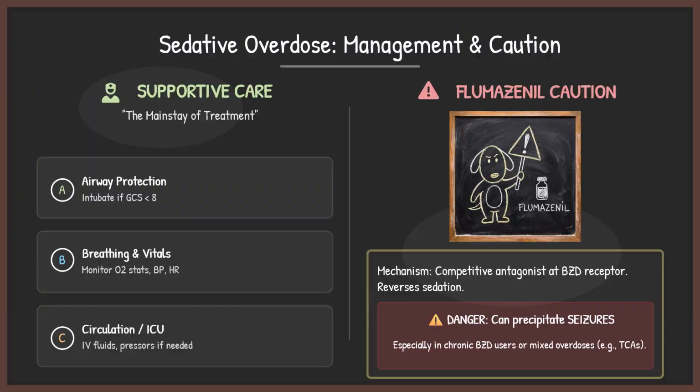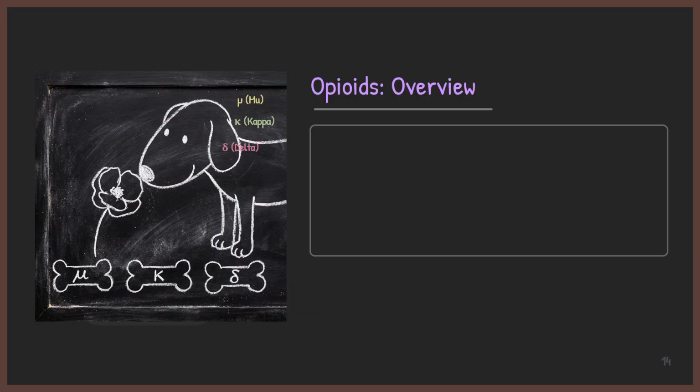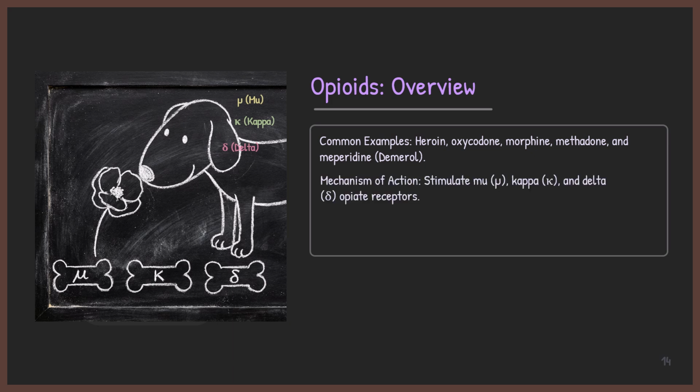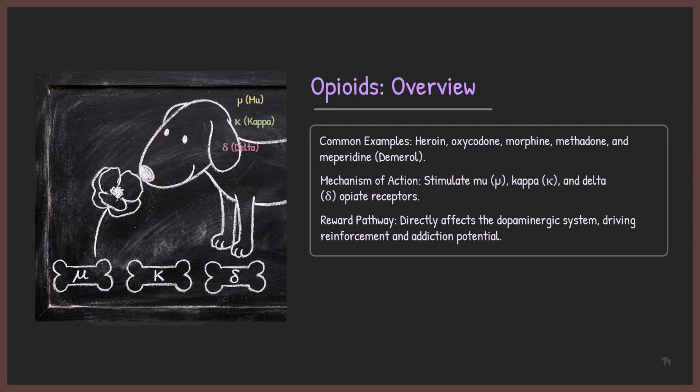Next, we have opioids, which are commonly prescribed for pain. Common examples are heroin, oxycodone, morphine, methadone, fentanyl, meperidine. Their mechanism of action is to stimulate the mu, kappa, and delta opioid receptors. Now, they work on the reward pathway. They directly affect the dopamine system, and that drives the reinforcement and addiction potential. They are central nervous system depressants, so they can cause death in overdose.